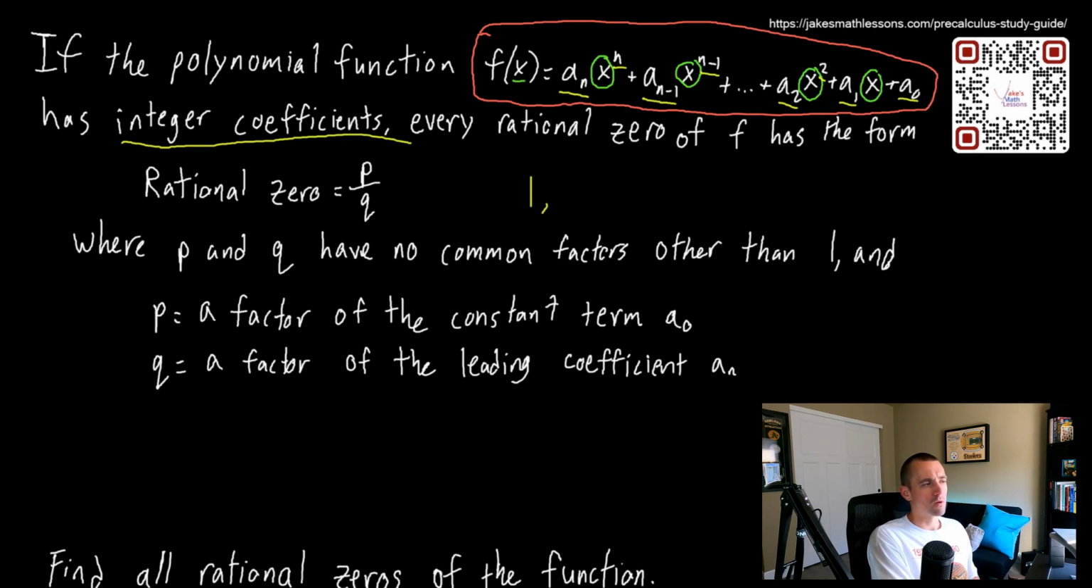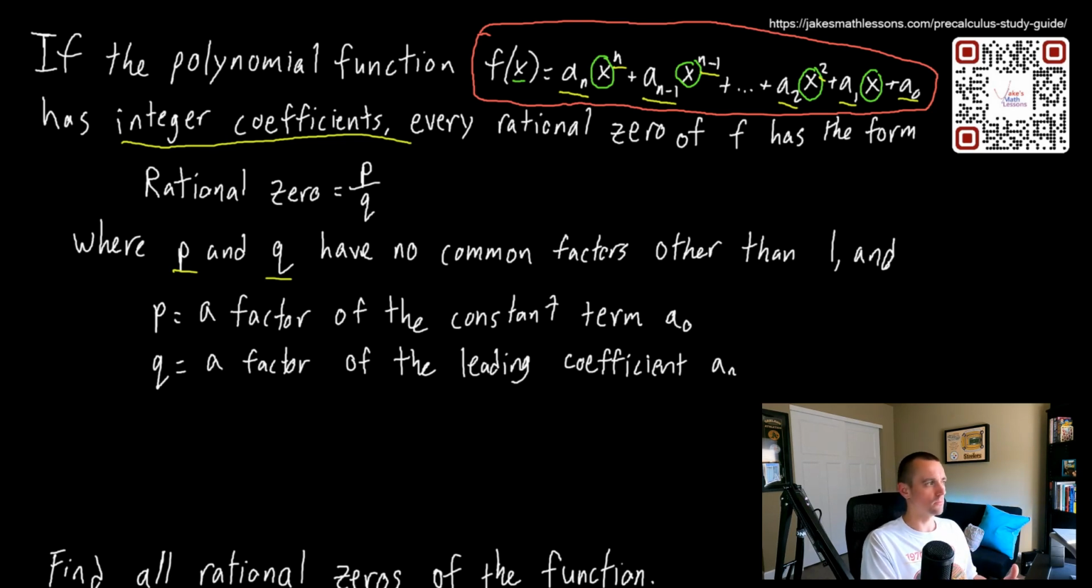Now, that's basically just the setup. We have a polynomial, we have integer coefficients, and the degree of that polynomial is n. It's going up to a power of n. What we know is that if we take p and q, where p and q have no common factors other than 1, p is a factor of the constant term, a sub 0, and q is a factor of the leading coefficient of x to the n. So basically the highest power x, the leading coefficient.